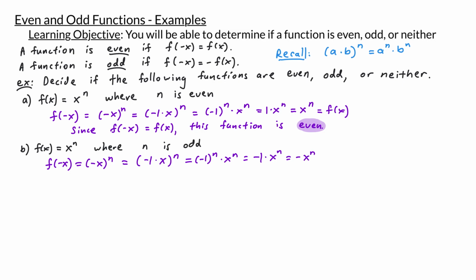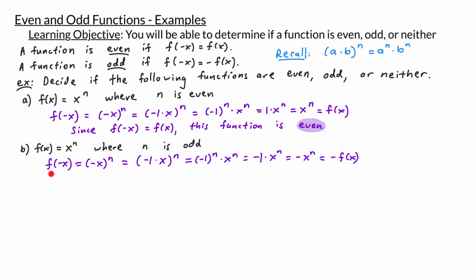The takeaway this time is that when you have negative x and you raise it to an odd power, it simplifies to negative of x to that odd power. So now let's compare f of negative x, which we simplified to negative x to the n, with the formula for f of x. We see that f of x is x to the power of n, and what we have here is negative of that. So we can conclude that this is equal to negative of f of x.